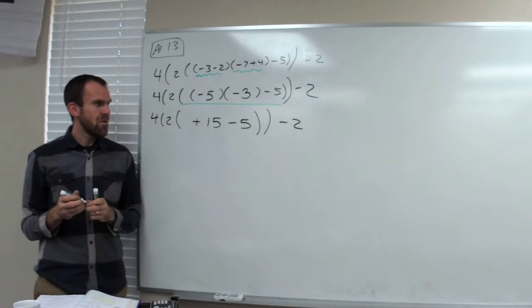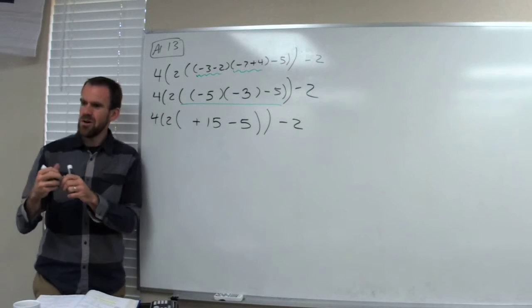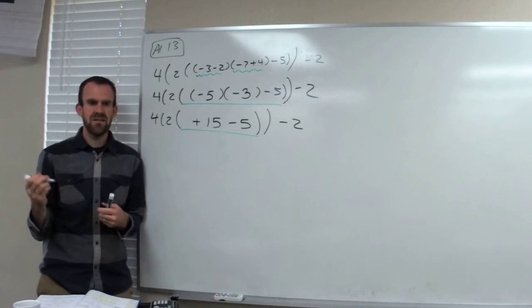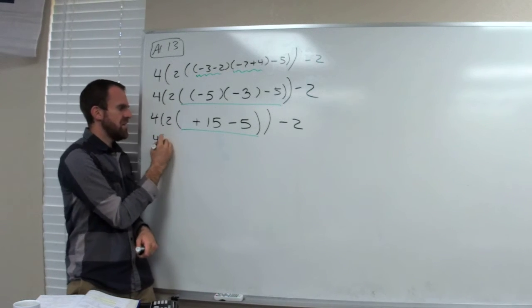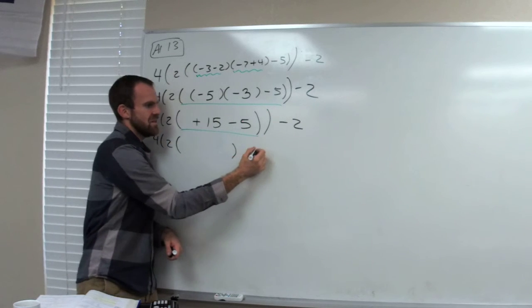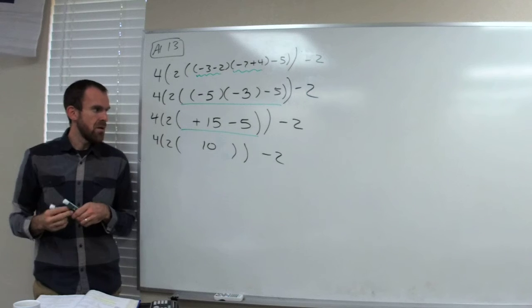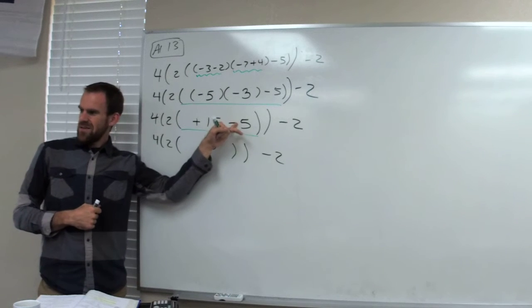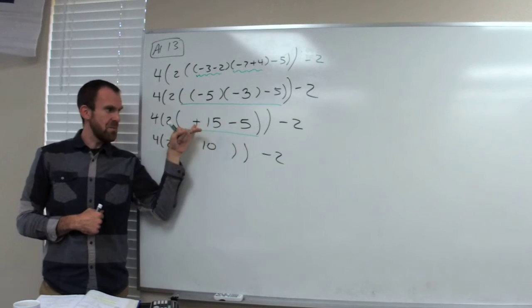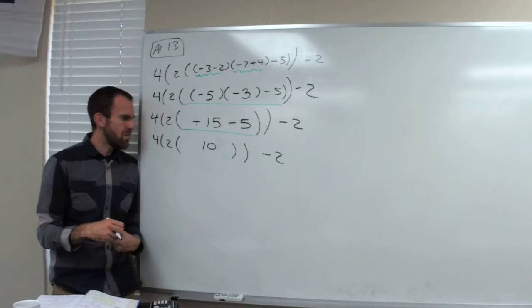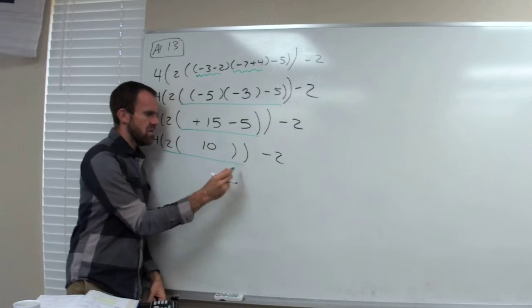Okay. Now, I'm going to continue working on that innermost set of parentheses. So, 15 minus 5 is? 10. And that's that. You do 15 minus 5, that's 10, and then you keep the sign of the bigger one, which is 15, so positive. Now, I'm going to move out to the next layer of parentheses.